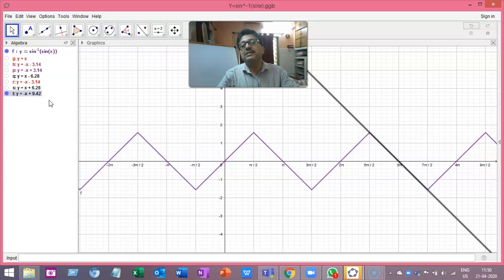You can explore many things, not only for sin inverse sin x, but also cos inverse cos x, tan inverse tan x. Their value you can decide from the graph only. So I request you to explore yourself, invest some time with it, then you can understand better.